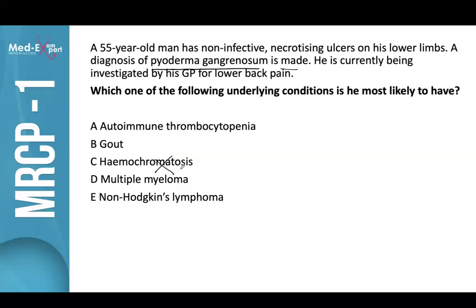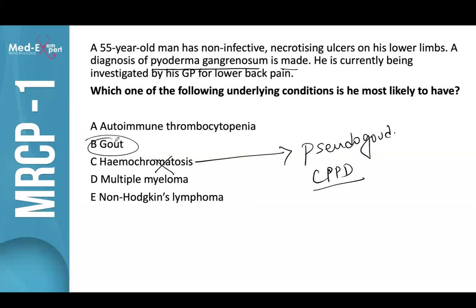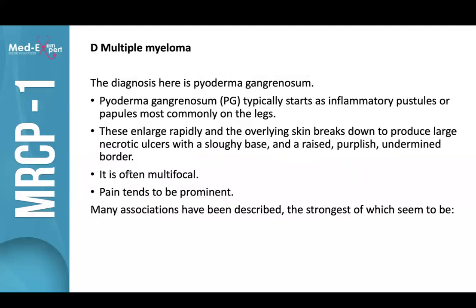Hemochromatosis is not associated with pyoderma gangrenosum. Hemochromatosis is associated with something called pseudo-gout. Heard of it? CPPD. What is that? CPPD means calcium pyrophosphate deposition disease. Gout is certainly not associated with that. Autoimmune thrombocytopenia also not. Sometimes NHL, rarely, but among D and E, multiple myeloma is more commonly associated with pyoderma gangrenosum than NHL. Okay, multiple myeloma is most commonly associated with pyoderma gangrenosum than NHL.